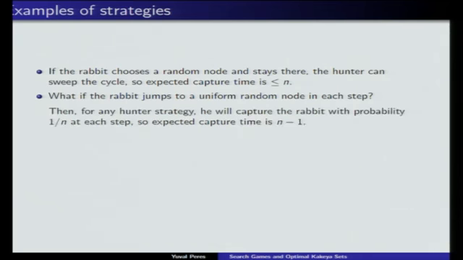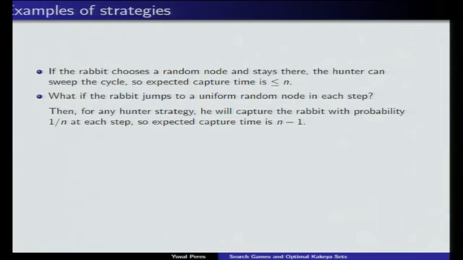Another easy thing is if the rabbit jumps to a uniform random node in each step, then it doesn't matter what the hunter does, and he will capture in time n. So we see the rabbit can easily ensure capture time at least n.